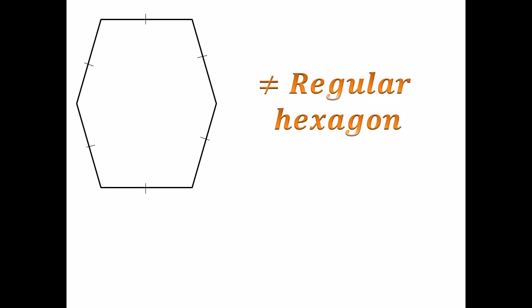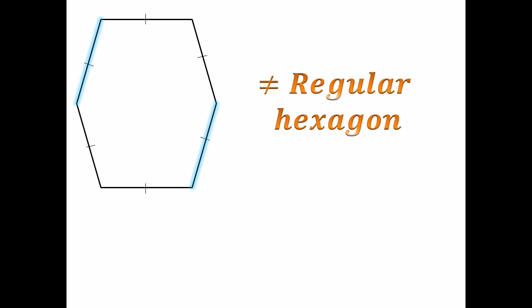Let's go to the problem. Construct a hexagon in which each side is equal, but remember that it is not a regular hexagon. Now, in this hexagon, the opposite sides are parallel.